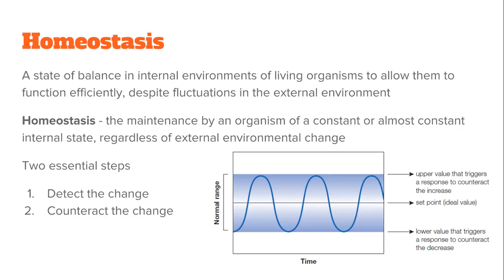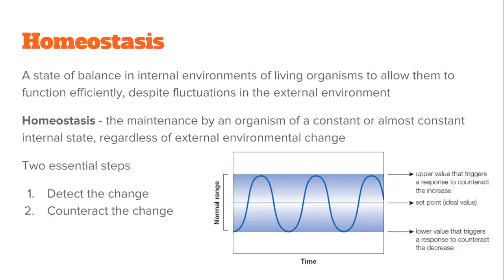The need to maintain this internal environment and the process by which this occurs is known as homeostasis, and it's a state of balance in the internal environments of organisms which allows them to function efficiently despite fluctuations in the external environment. We know as organisms we can't control the external environment, so despite not being able to maintain that external environment constancy, we need to be able to change the way in which our internal environments deal with those changes.